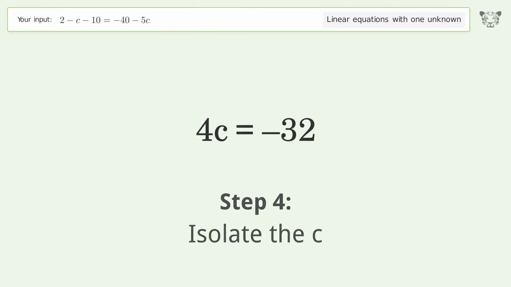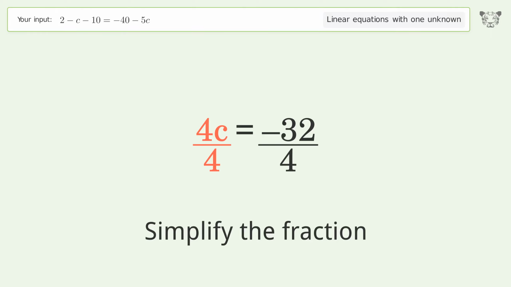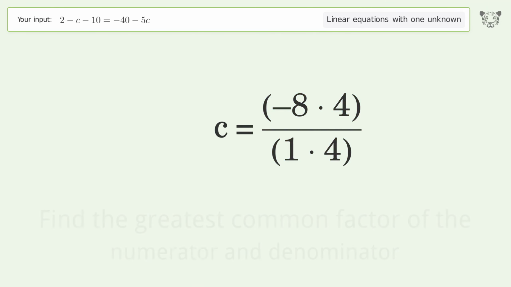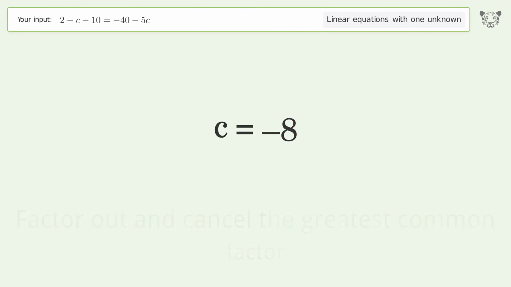Isolate the c. Divide both sides by 4. Simplify the fraction. Find the greatest common factor of the numerator and denominator. Factor out and cancel the greatest common factor. And so the final result is c equals -8.